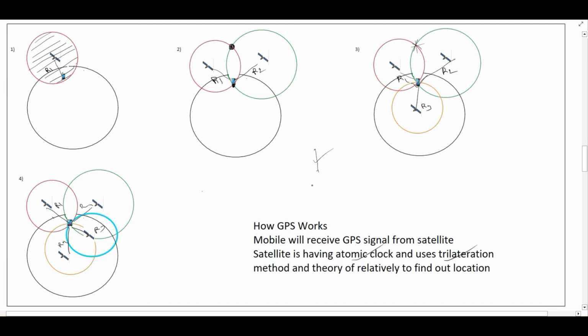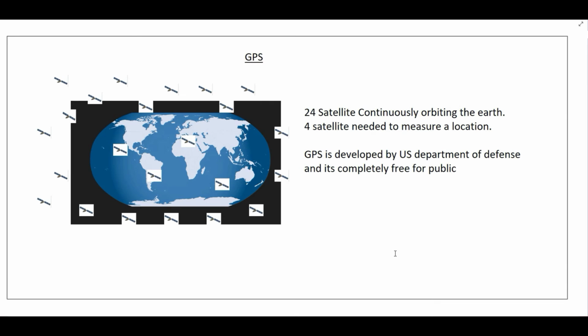So this is all about the GPS, how it works. All over the globe, there are 24 satellites continuously orbiting the earth, right? And to find out the user location at a given point of time, we need signals from four satellites, and with the help of those four satellites, we can find out the user location. This GPS technology was developed by the US Department of Defense, and it is completely free for the public. Other countries have also developed their own GPS, but those are named something else. But whatever we use in mobiles like Android and iOS phones uses the GPS technology developed by the US Department of Defense. So let's see how mobile devices use this GPS technology now.